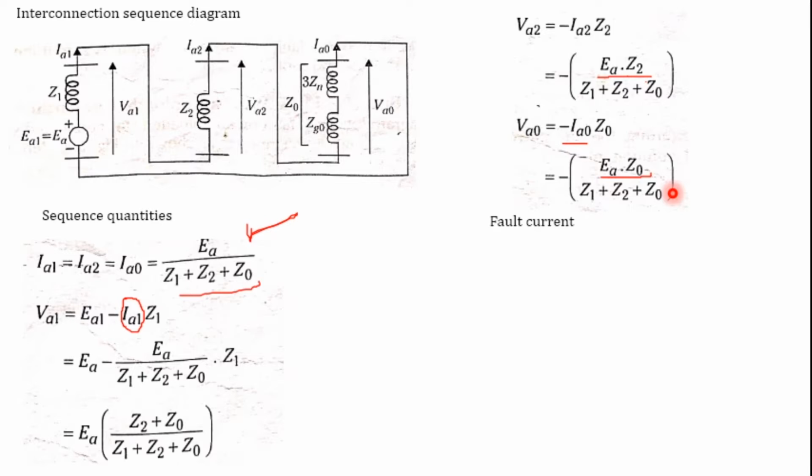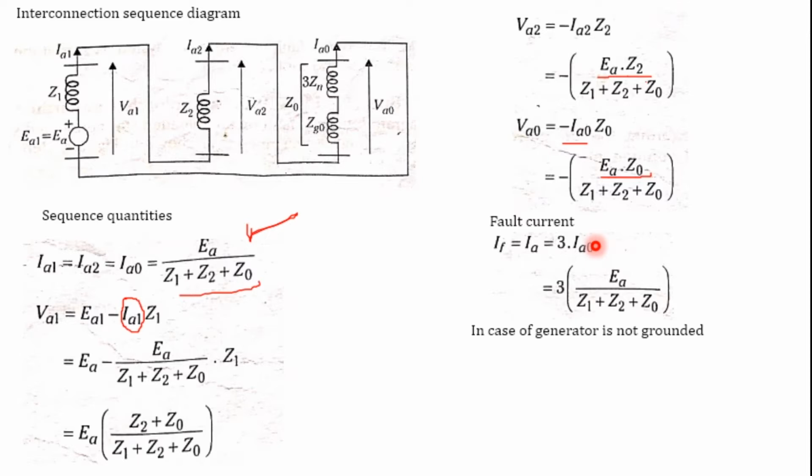So these are in terms of the symmetrical quantities. Actually we are going to calculate the fault current. Where does the fault take place? The fault takes place across phase A. So that is nothing but IF equal to IA, which is equal to 3 times IA naught. From where did we get this IA naught value? From equation 1. Already we know that IA is equal to IF, which is 3 times IA naught.